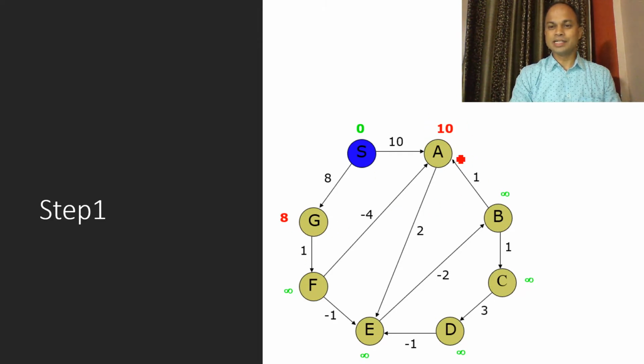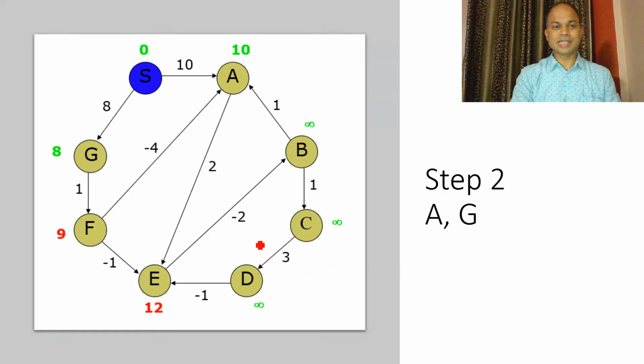If we are working on A and G, then the neighbor of A is E and the neighbor of G is F. If we talk about A, then S to A distance is 10 and A to E distance is 2. Therefore, S to E via A distance will be 12. 10 plus 2, 12. And similarly here, S to F distance will be 8 plus 1, 9. We have marked these distances in step 2. I mean, we have marked 12 and we have marked 9 accordingly. Now these are our next neighbor nodes.